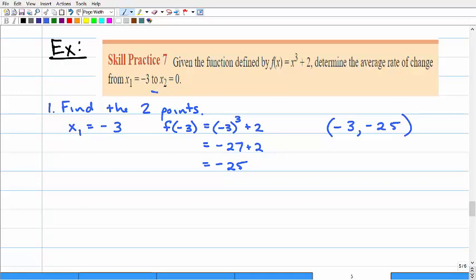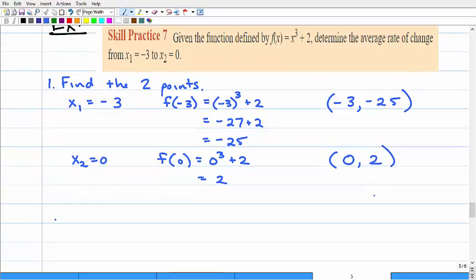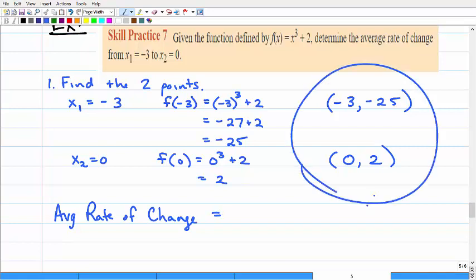What is my second x value? 0. So when x is 0, what is my y value? What is f of 0 equal to? Just 2. 0 cubed plus 2 is just 2. So I have the point 0, 2. So my average rate of change is the slope between those two points.